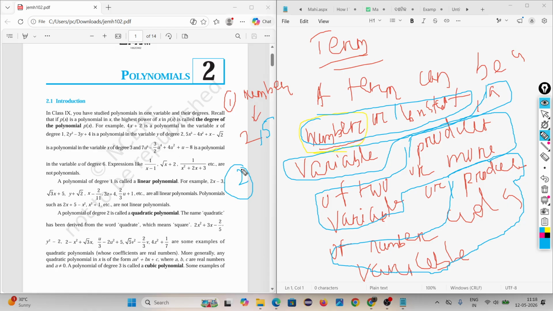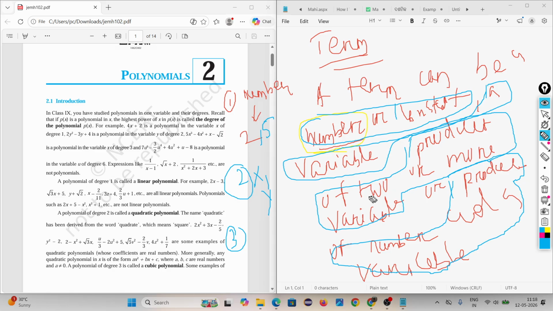Sir, can it be like... terms are written in the... What are you telling? Hello, sir, if a term can be a number, so can it be alphabets also? Yeah, I'm giving the example. A variable. Variable means it can be one: x, y. Okay.